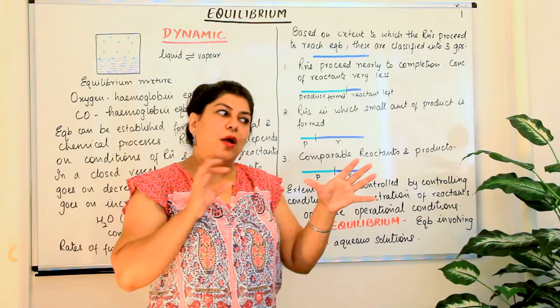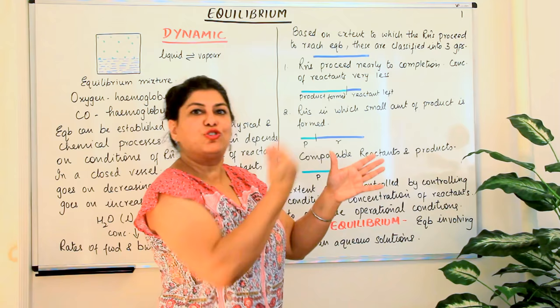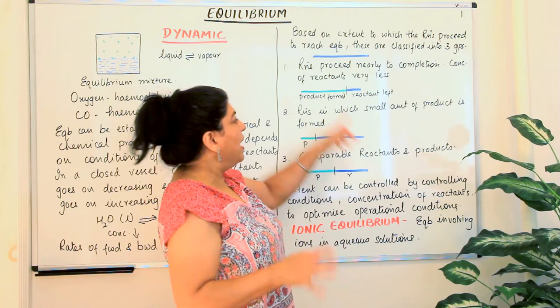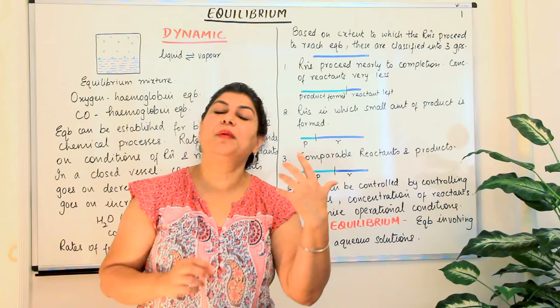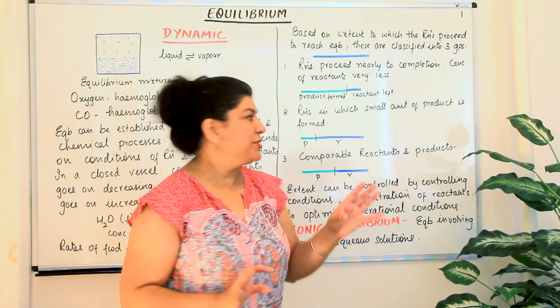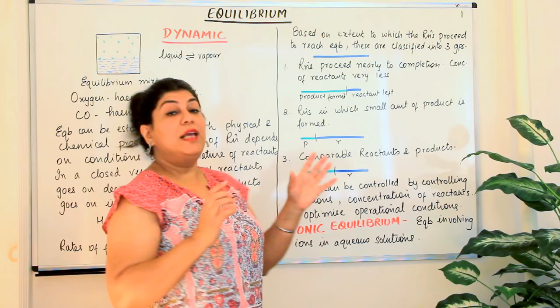But just before the reaction ended, the opposing process became so strong that both the processes at that point, the rates became equal. And now it appears that this is the amount of product formed, and this little reactant has remained unreacted and it is not going to react now because equilibrium has been established. So in reactions which proceed nearly to completion, the concentration of the reactants will be very less because a lot of the reactant has already been used up.